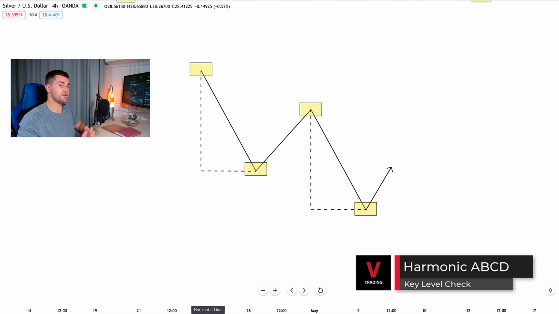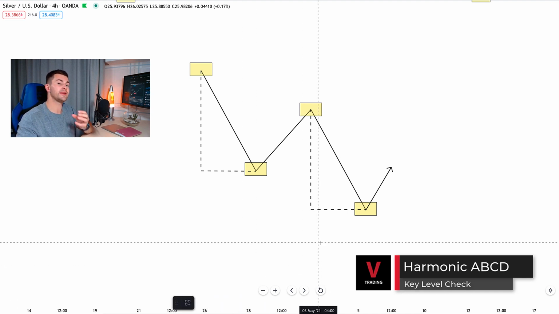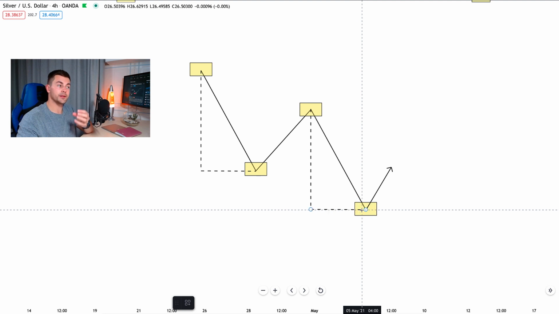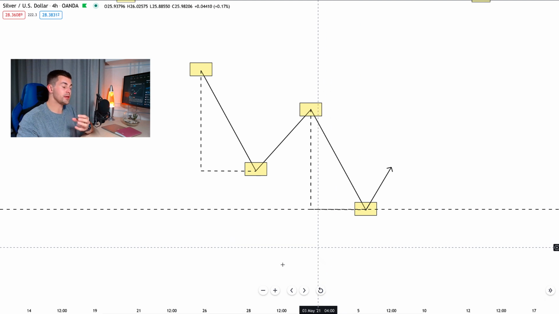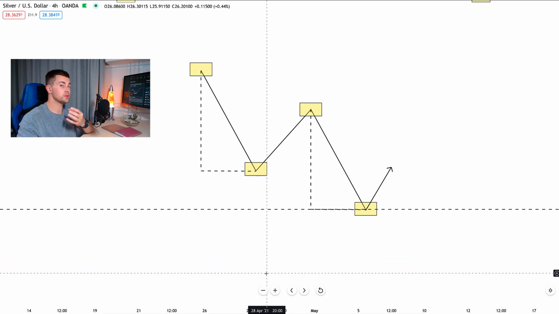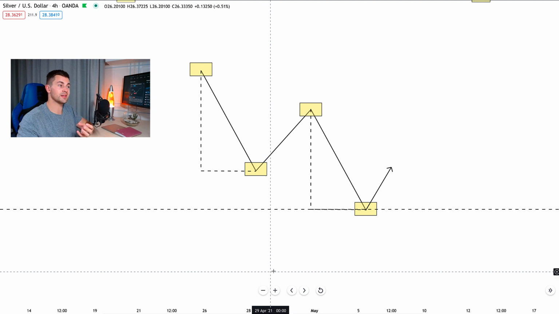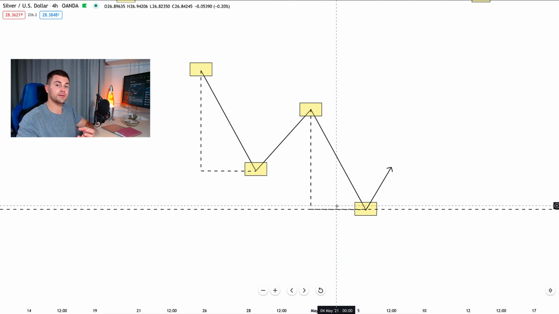Moreover, it is highly recommended that you execute the so-called key level check. The completion point of the impulse must lie on a key level. Once you have the key level on the left, it can be a key support or key resistance, it dramatically increases the chance that the pattern will play out.